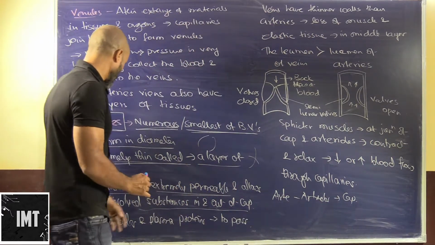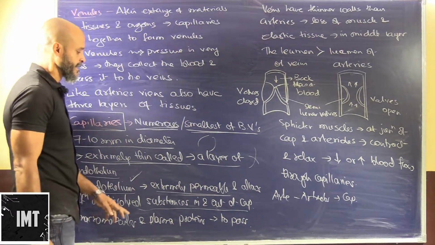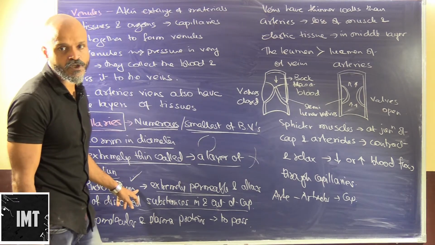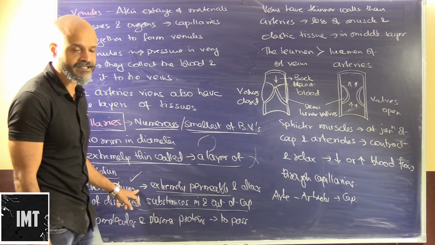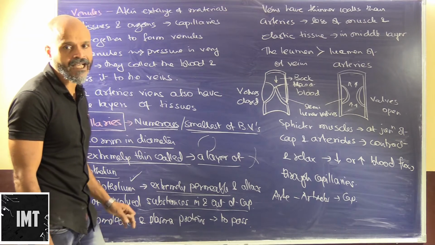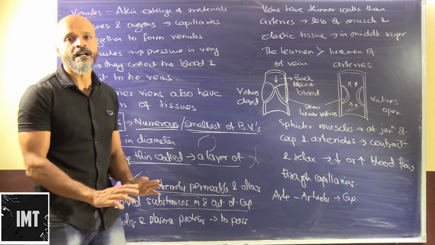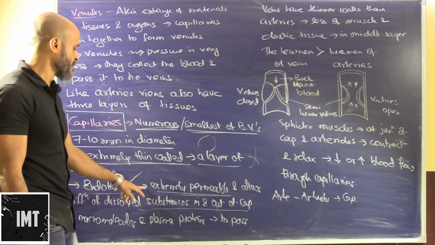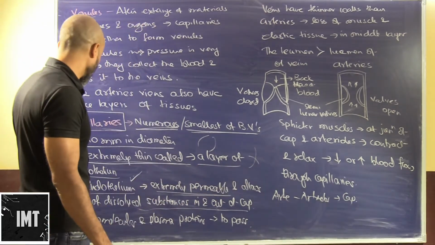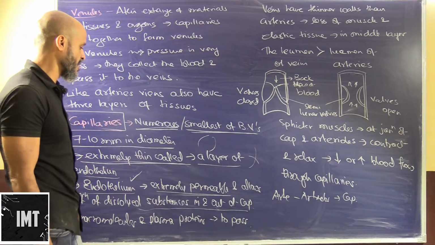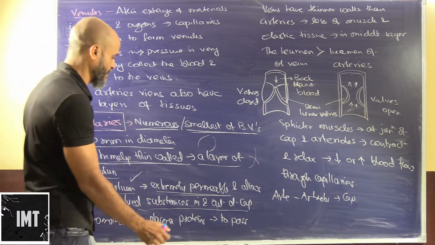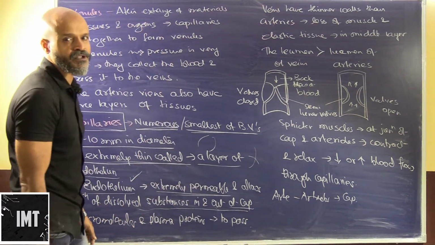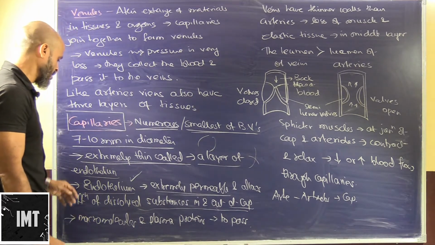Okay, so obviously if diffusion has to happen, then the capillary walls, which are in touch with the tissues and cells, have to be extremely permeable as well as thin, so that a smooth exchange can happen. So they are made up of endothelium, which is extremely permeable and allows diffusion of dissolved substances in and out of capillaries.